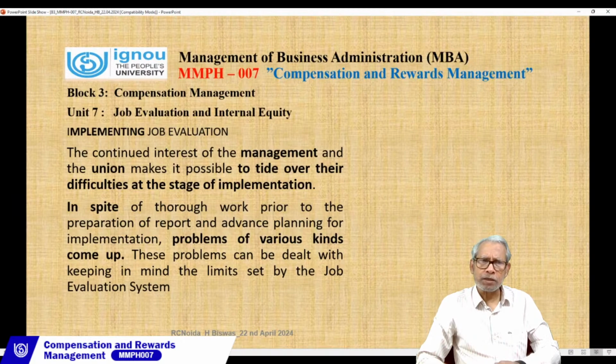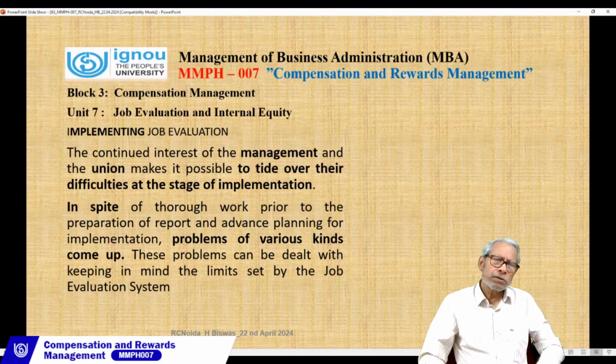In spite of the prior work on the preparation of the report and advance planning for these implementations, problems of various kinds come up, because during the process of implementation you cannot 100% avoid problems. Problems will be there. These problems can be dealt with keeping in mind the limits set by the job evaluation systems.